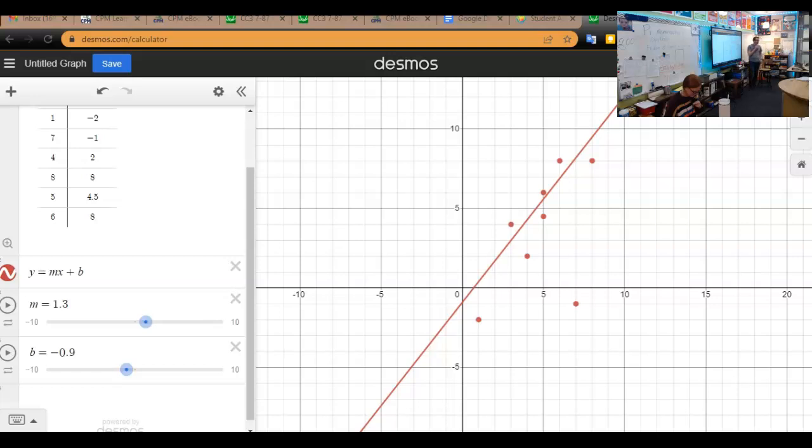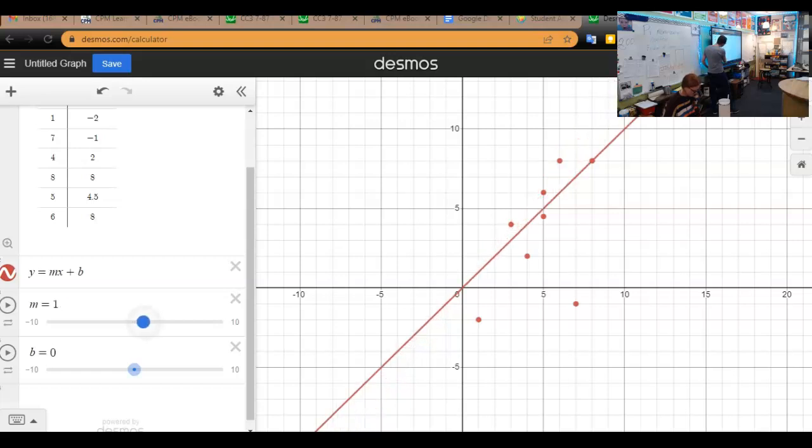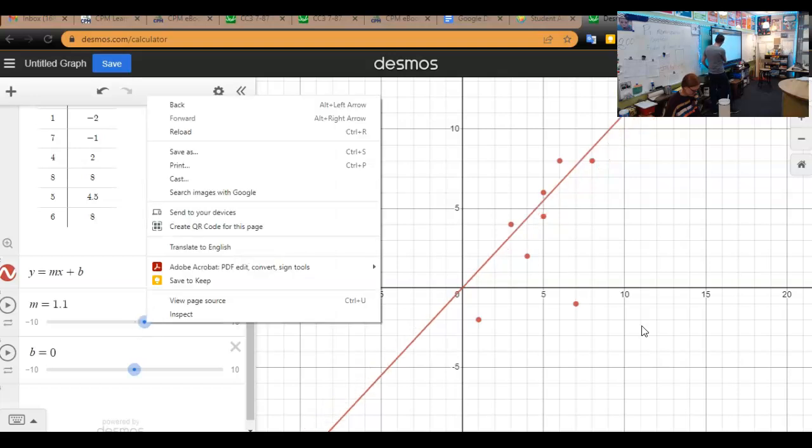Now, if we want to force it to use the origin, can we? Yeah, if we say this is going to be proportional, let's make our b 0. So we force it to use the origin. Now what do I need to do with my slope? Do I need to make it steeper or flatten it out a little bit? Flatten it out a little bit, right? So now my slope is pretty close to 1.